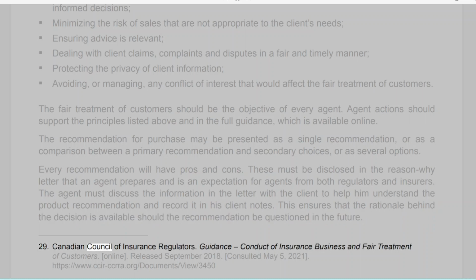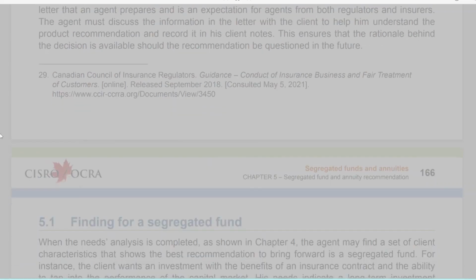29. Canadian Council of Insurance Regulators. Guidance, Conduct of Insurance Business and Fair Treatment of Customers. Online. Released September 2018. Consulted May 5, 2021. https://www.ccira-ccrra.org/documents/view/3450.